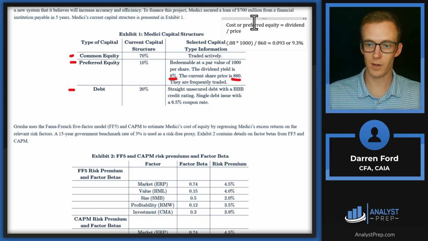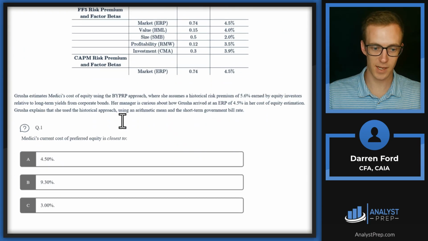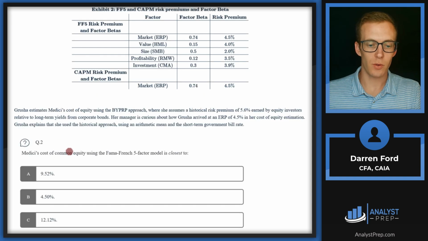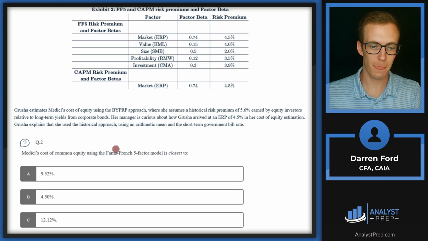So our cost of preferred equity is going to be that dividend divided by the price. So our dividend is going to be 0.08 or 8% times the par value. So that'll be $80. And then we're going to divide that by the price of $860. So we get 0.093 or 9.3%, which is going to be right here. Answer B. Question 2. Medici's cost of common equity using the Fama-French 5-factor model is closest to.